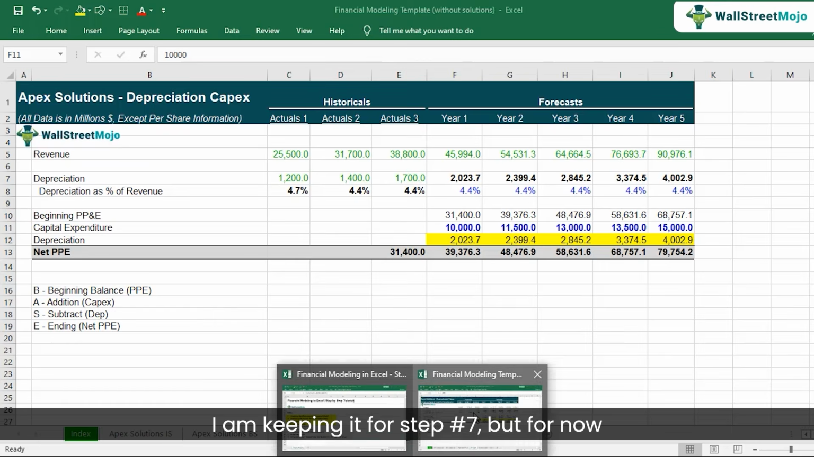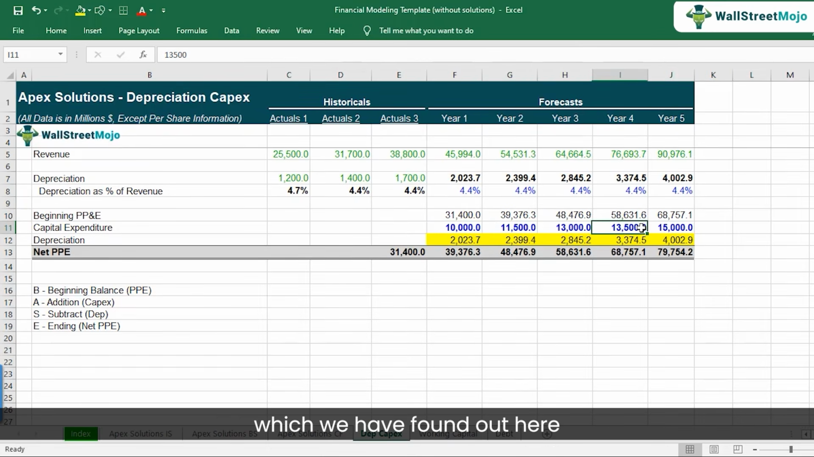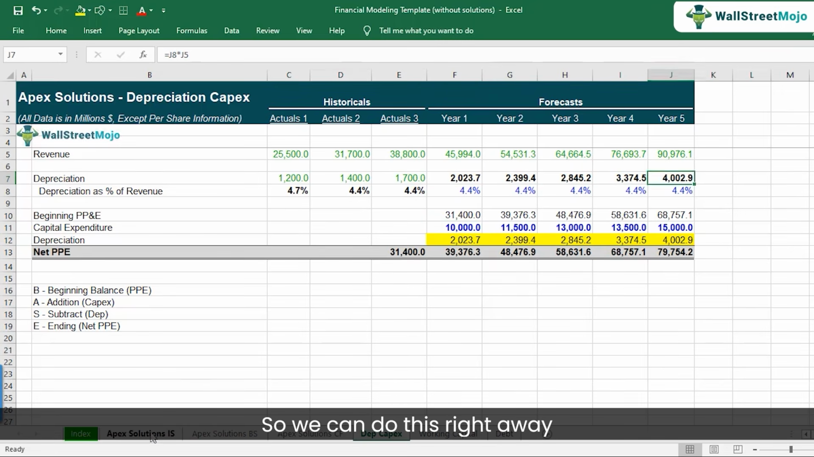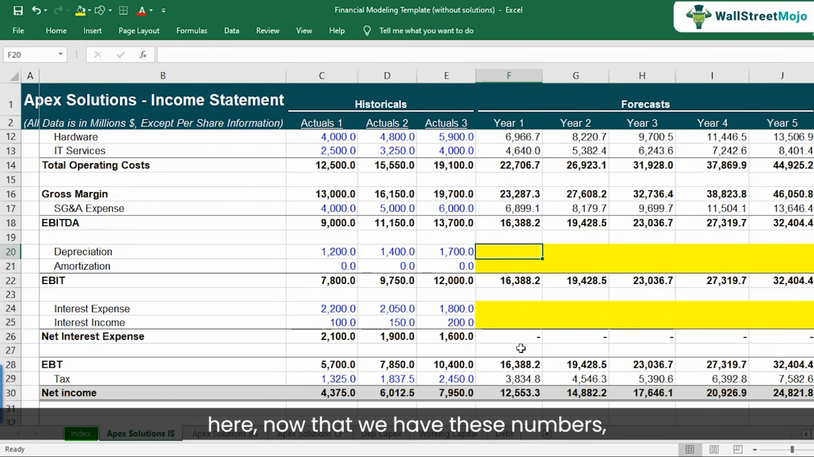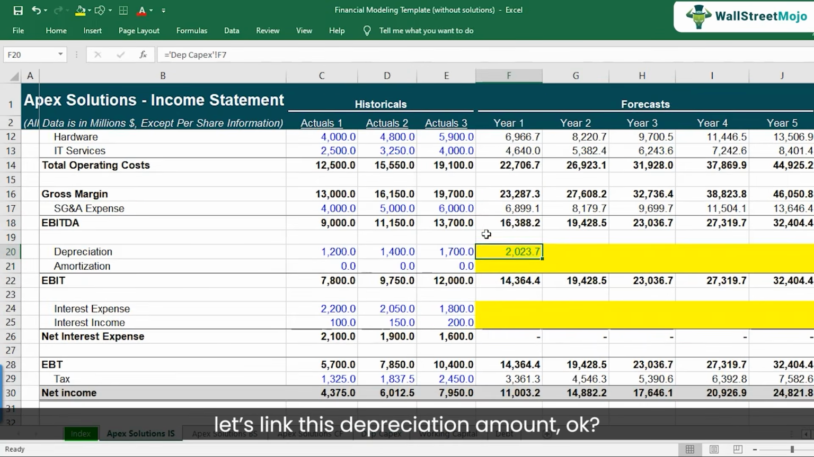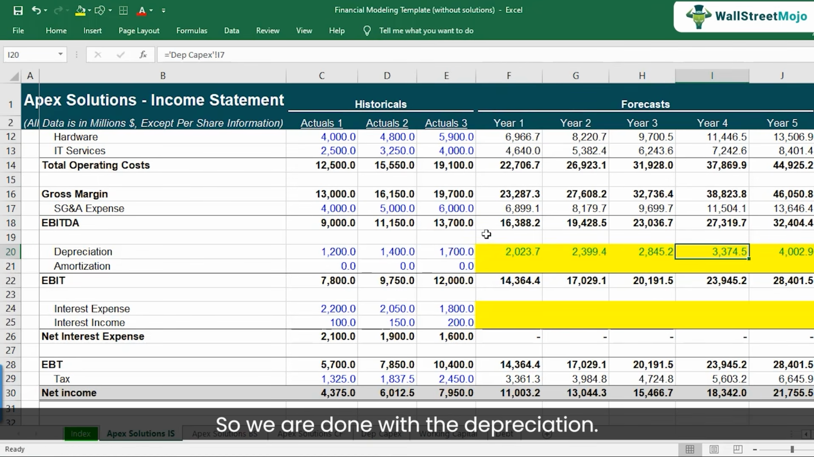But for now, please note that each and everything which we have found out here, like the net property, plant and equipment, this will go to the balance sheet, right? We can link it. Likewise, capital expenditure numbers, we can link it to the cash flow statement, right? And this depreciation, we can link it back to the income statement. So we can do this right away here. Now that we have these numbers, let's link this depreciation amount. Okay. So here this is. All right. So we are done with the depreciation.